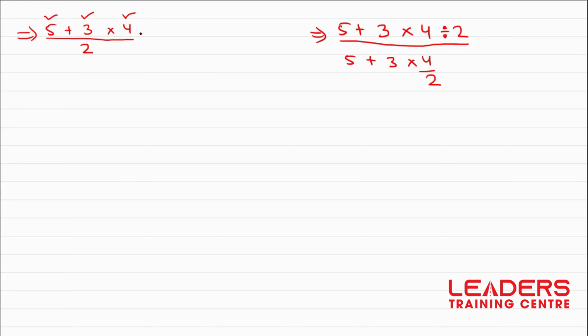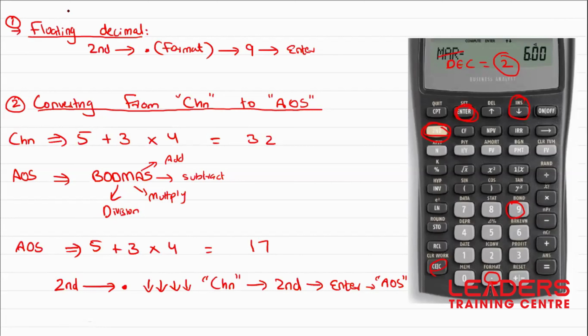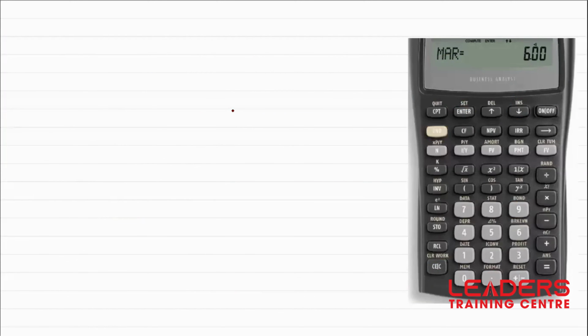So far, we have discussed how to convert to floating decimal, and how to convert from chain to AOS. The third general tool that you have in your calculator is the memory function, which is very useful, especially if you get used to the calculator and you practice on it. It could be very handy and it can save you a lot of time.